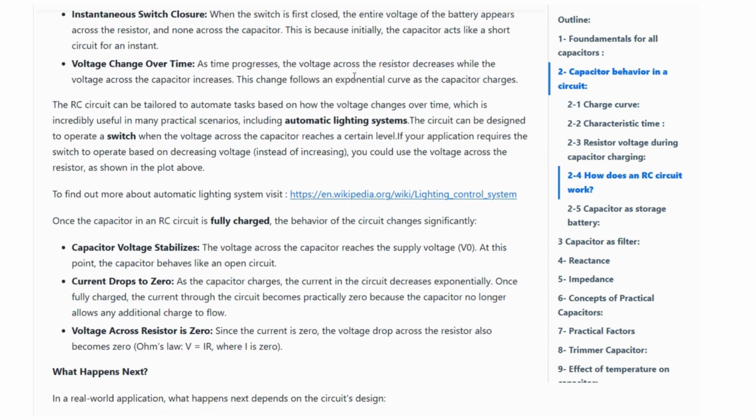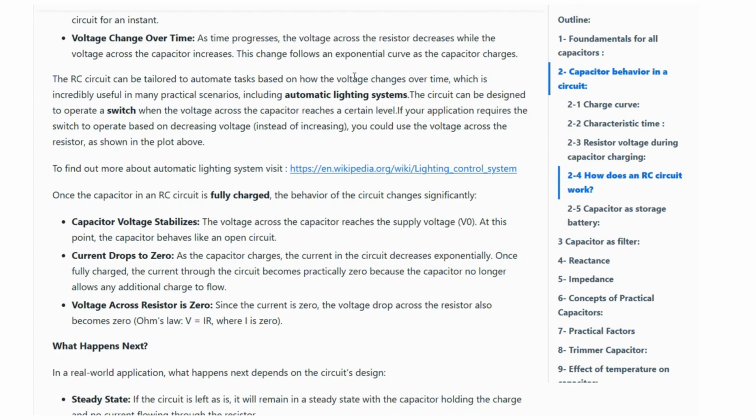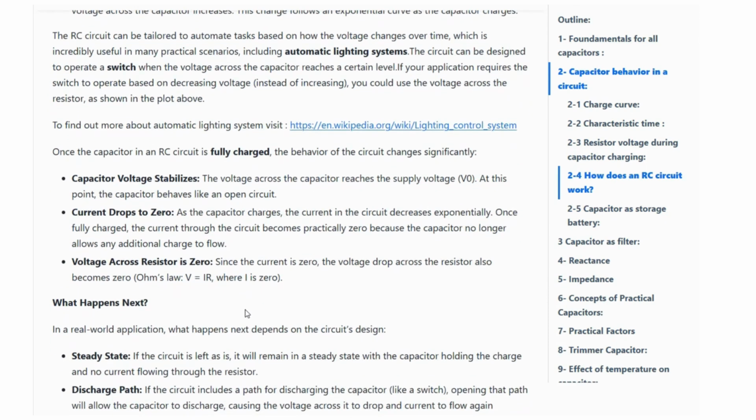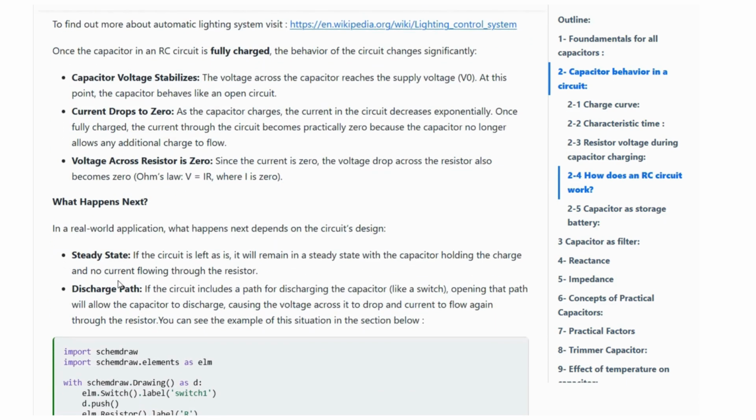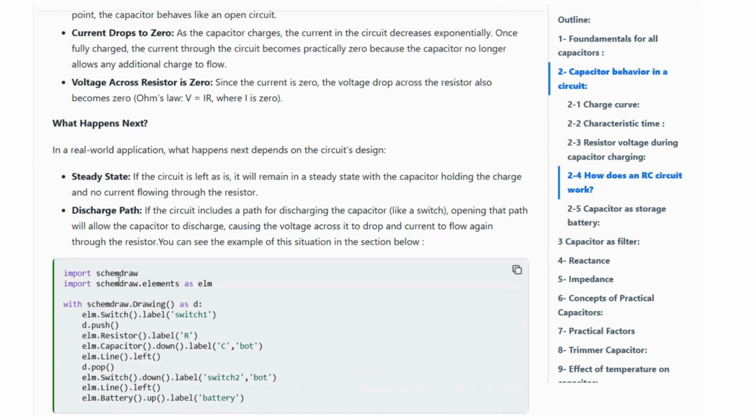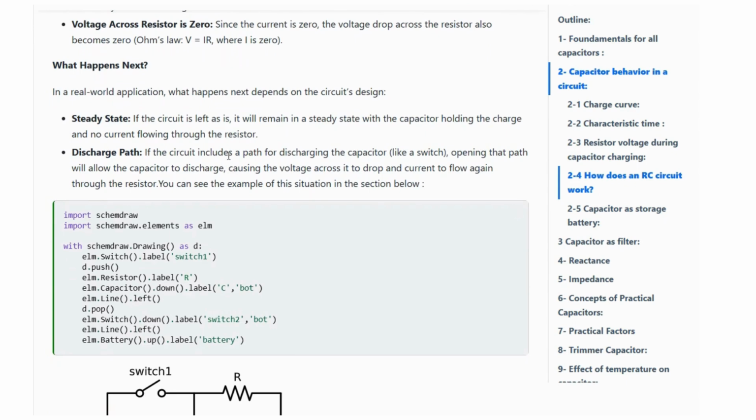And after the capacitor in our RC circuit is fully charged, the behavior of the circuit changes significantly. The capacitor voltage is stabilized and current drops to 0, so the voltage across the resistor is 0 too. In real world applications, what happens next actually depends on the circuit design. If the circuit is left as is, it will remain in a steady state. While if there is a discharge path, this path will allow the capacitors to discharge.